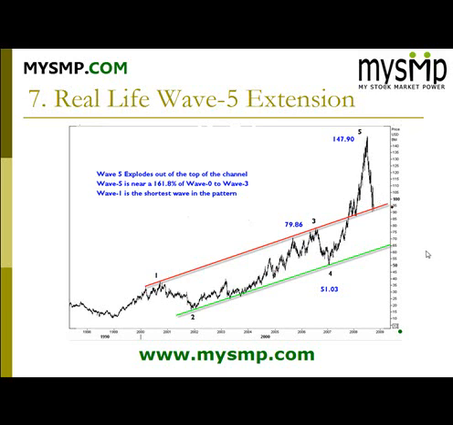One of the key rules for wave 5 extensions, to sum it up: wave 5 explodes at the top of the channel. Wave 5 is near 161.8% of wave 0, which is the origination point for the new move, to wave 3. And you add that either to wave 4, the stopping point, or the top of wave 3. So that 161.8% of the 0 to 3, you add to either the bottom of wave 4 or the top of wave 3 to get your estimated stopping point for wave 5. And lastly, wave 1 is the shortest wave in the pattern.